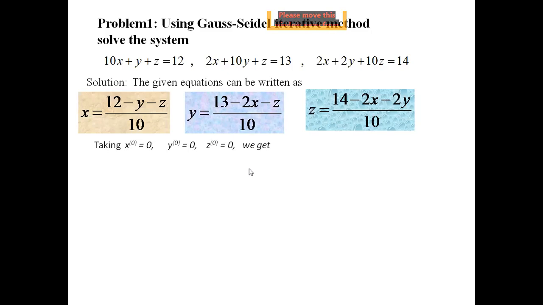So you choose the root as 0, 0, 0. X to the power 0 means the initial root. Y to the power 0 means the initial value of y. Z to the power 0 means the initial value of z. We assume this as 0, 0, 0.